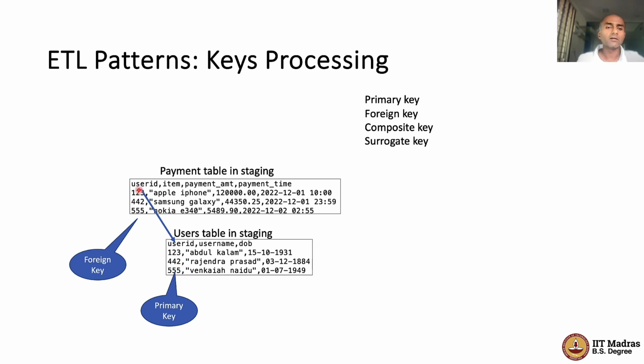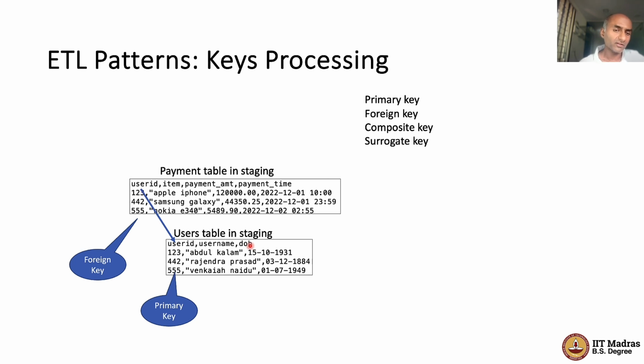At which point, the payment fact table itself cannot use user ID anymore. It now has to consider using a composite key, which is user ID, username, and date of birth. Why is that the case? Because user ID by itself is not sufficient to uniquely determine a customer. We can add the date of birth because obviously two users having the same date of birth and the same user ID is going to be a rare scenario.